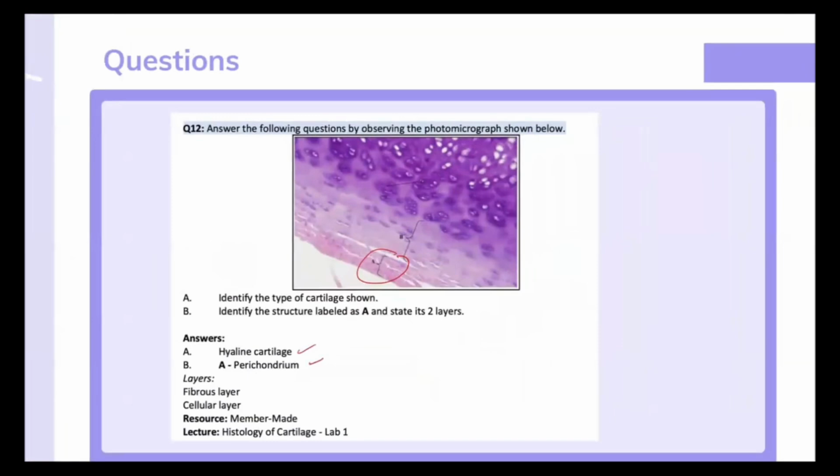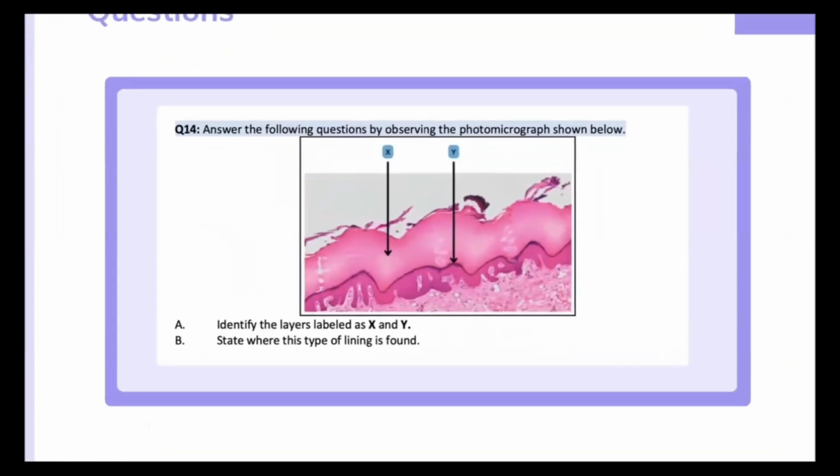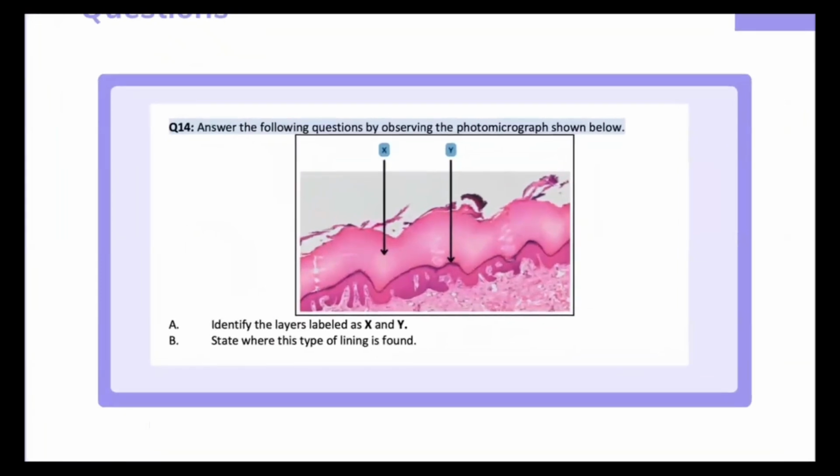Now, you can't differentiate between the two layers in this specific image. These are not the ones from Dr. Shahid, where you have a fibrous layer and a cellular layer. Next question is this. It's for skin. Moving on.